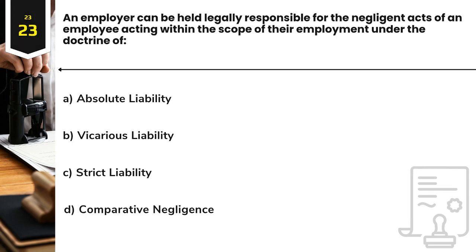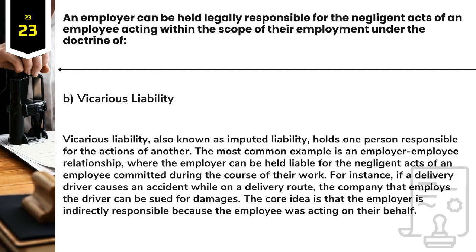Question 23. An employer can be held legally responsible for the negligent acts of an employee acting within the scope of their employment under the doctrine of A. Absolute liability. B. Vicarious liability. C. Strict liability. D. Comparative negligence. Answer: B. Vicarious liability. Vicarious liability, also known as imputed liability, holds one person responsible for the actions of another. The most common example is an employer-employee relationship, where the employer can be held liable for the negligent acts of an employee committed during the course of their work. For instance, if a delivery driver causes an accident while on a delivery route, the company that employs the driver can be sued for damages. The core idea is that the employer is indirectly responsible because the employee was acting on their behalf.